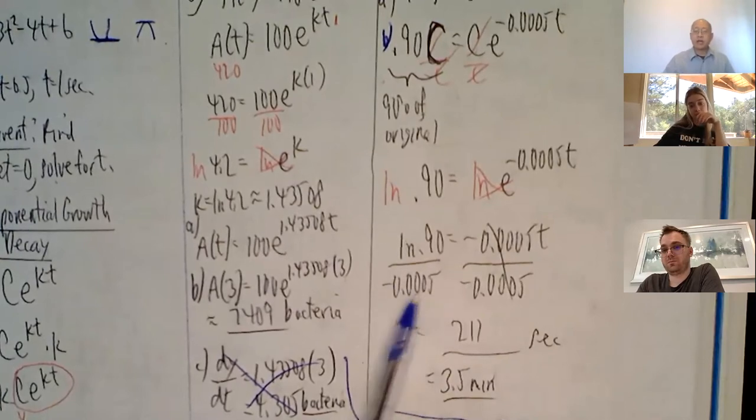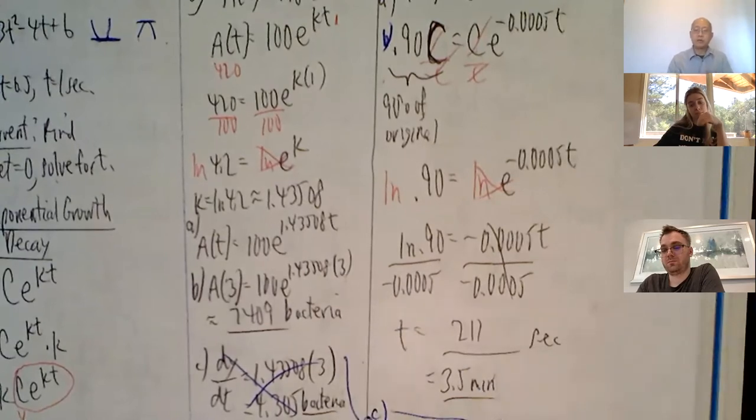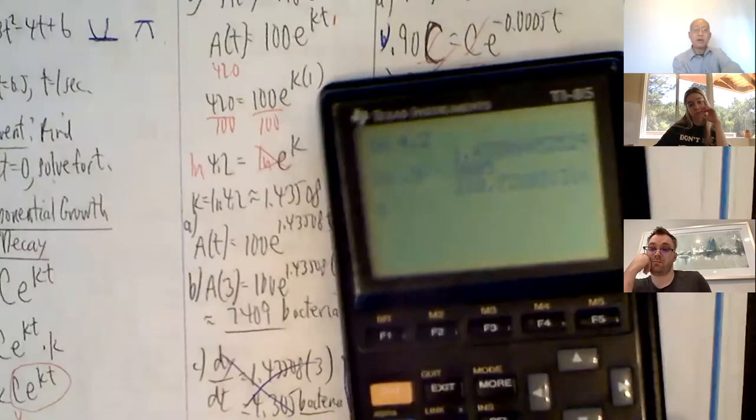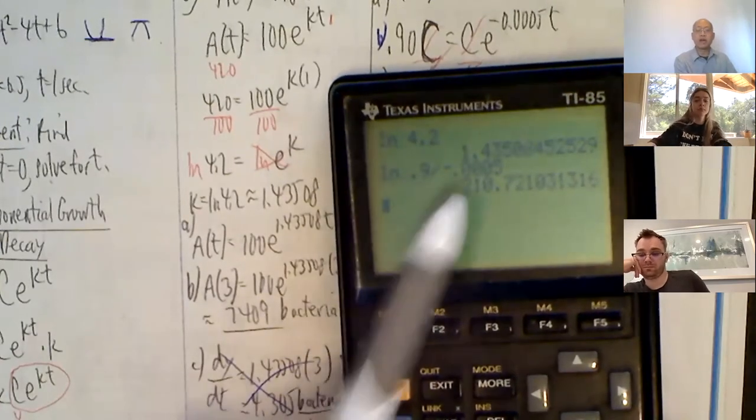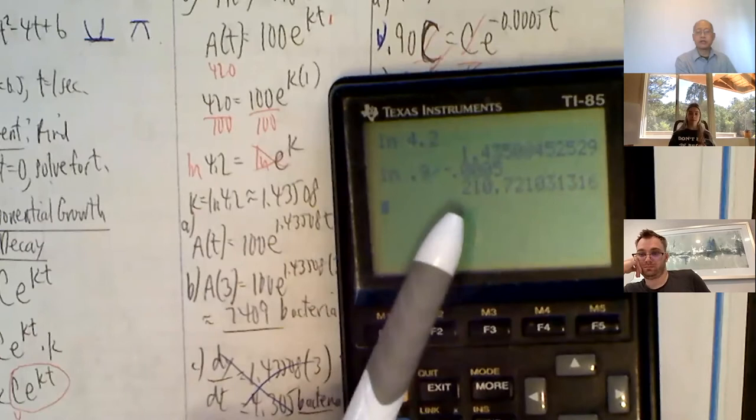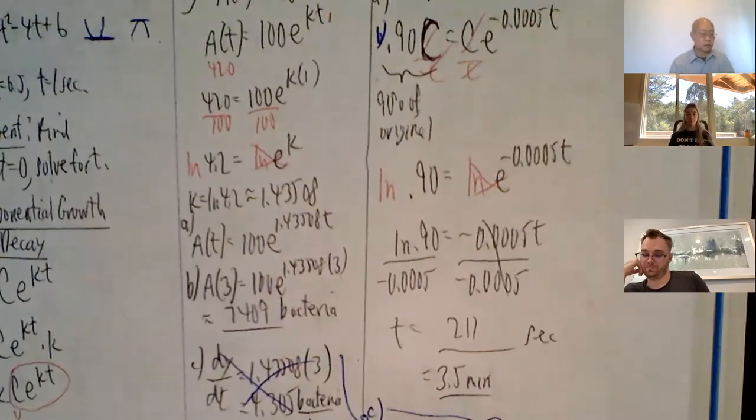Okay, so ln of 0.9 divided by negative 0.0005 is 211. That one's short enough that I think I can show you. ln 0.9 divided by negative 0.0005. And there we are. So ln 0.9 divided by negative 0.0005 is 210.7, call it 211 seconds, which is roughly 3.5 minutes. So there we go.